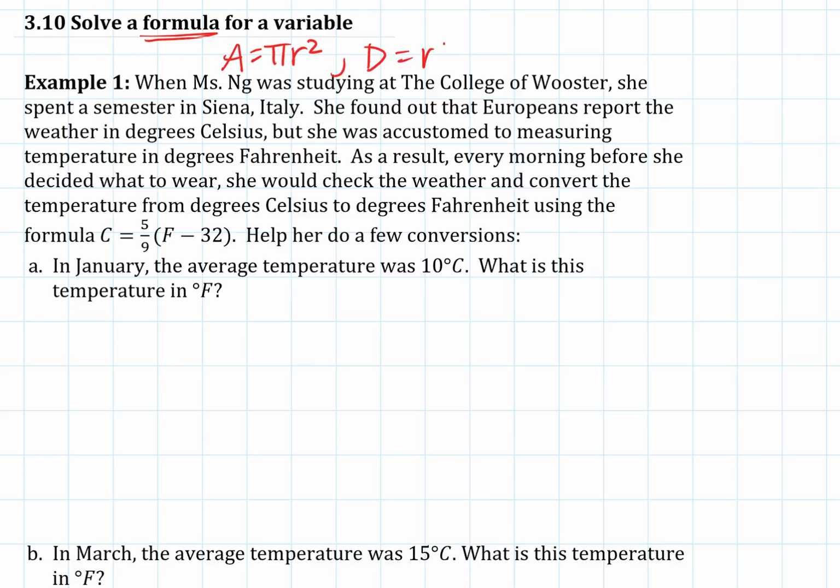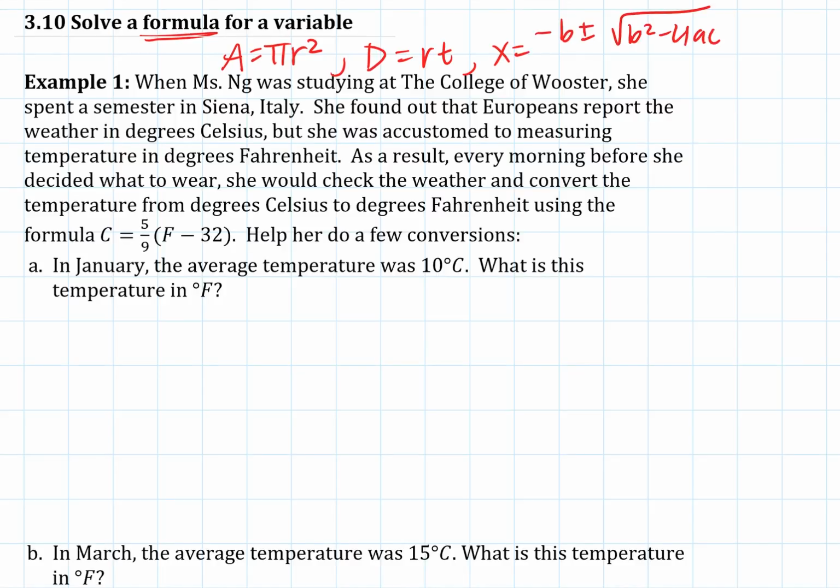Or distance equals rate times time, right? If I drive 60 miles an hour for 2 hours, that means I've driven a total distance of 120 miles. Or x equals negative b plus or minus the square root of b squared minus 4ac, all over 2a. This relates the values of a, b, and c to x, the solutions of a quadratic equation. So you're relating the relationship between variables.